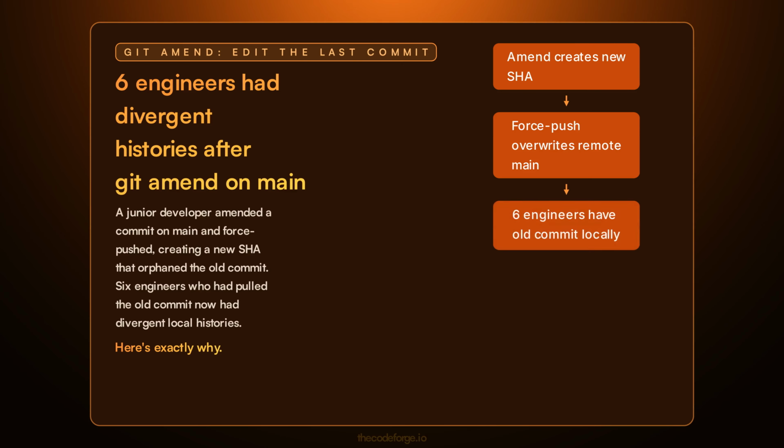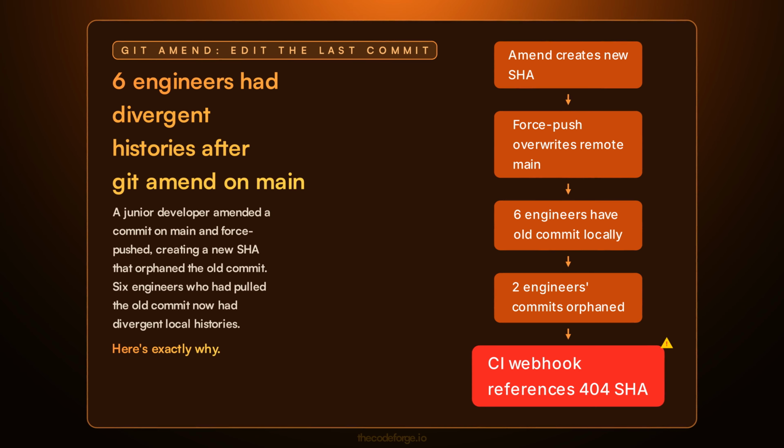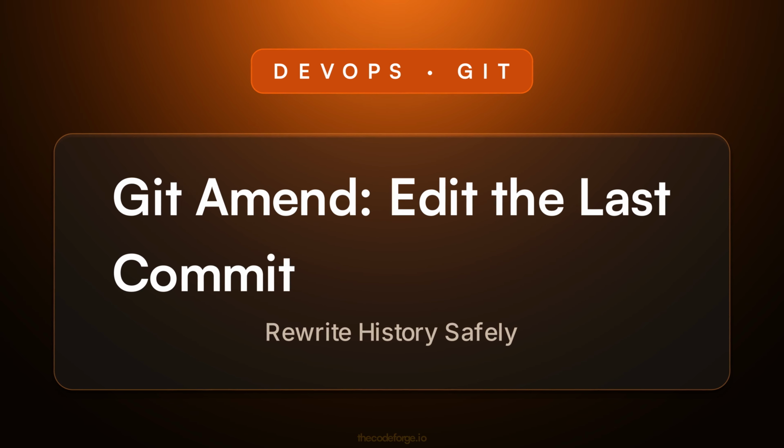6 engineers woke up to, "your branch and origin main have diverged." One junior developer amended a commit on main and force-pushed, rewriting history for the entire team. Let's break down Git Amend: edit the last commit, how it works, and the exact mistake behind that failure.